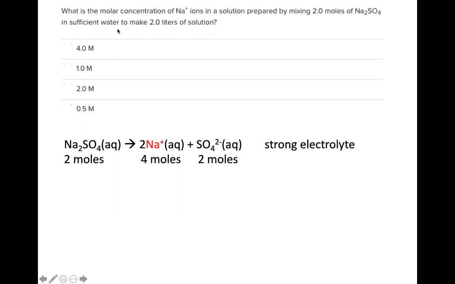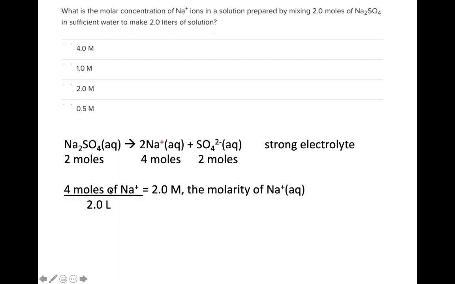Now it's asking, tell me the concentration of the sodium ions. I know that it's 4 moles of the sodium ions. It's in a 2-liter solution. 4 divided by 2, that's a 2 molar solution, if I'm talking about the molarity of the sodium plus. 2.0, capital M for molarity.